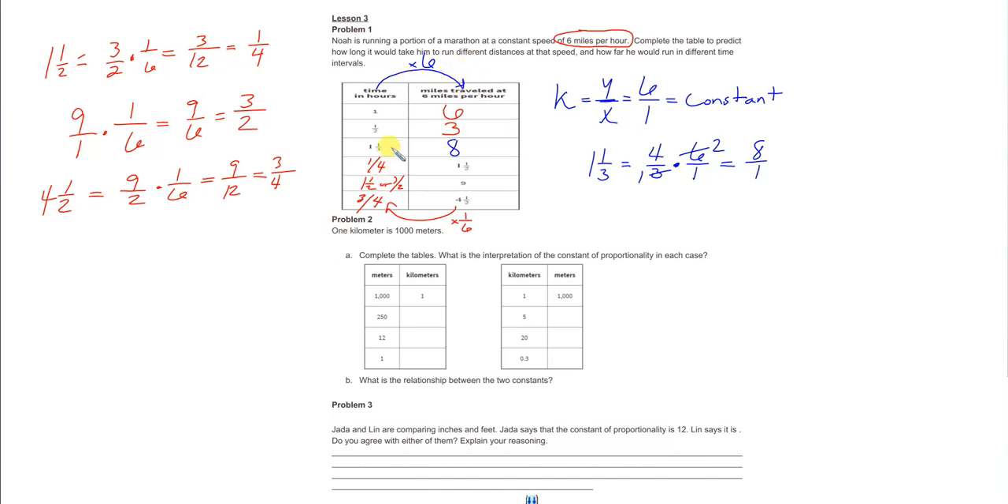Of course, we could transfer all these into minutes. 60 minutes, 30 minutes. 1 1/3 would be an hour and 20 minutes. A quarter of an hour is 15. An hour and a half is 1 hour and 30 minutes. 3/4 of an hour, you'd have to break it up into 15s. That would be 45 minutes. So you would know how long each of these would take to go those specific distances if Noah continued to run at that pace.